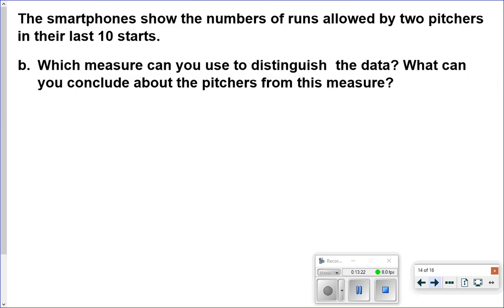Okay, so let's take a look at this next one. It says the smartphones show the number of runs allowed by the 2 pitchers. That's the last problem that we just did. So which measure can you use to distinguish the data, and what can you conclude about the pitchers from this? So the one that's different is the MAD. The other ones are the same. So to distinguish them, we have to use the MAD. So the MAD is different.